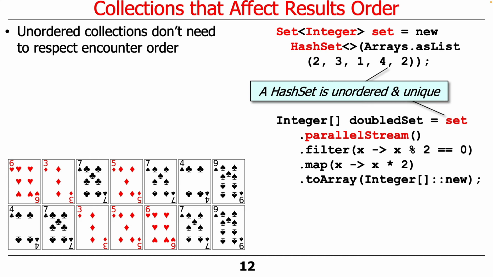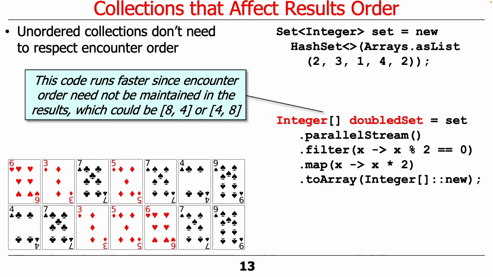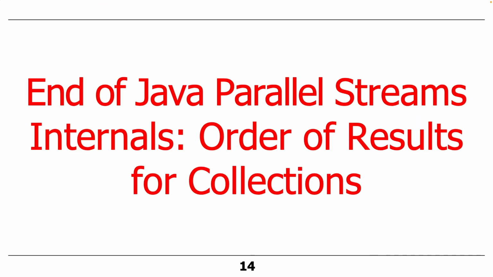So we take 2, 3, 1, 4, 2, and that'll, of course, be a set that's not ordered, and it'll only have 2, 3, 1, 4. There won't be a duplicate 2 because it's unique. Now, you won't see this from an example with 4 elements or 5 elements in it, but if you had an example with thousands of elements, which is actually what happens when you run my test program in the EX21 project, you will possibly get faster, better behavior because encounter order need not be maintained in the results. So the results could come back from this as being either 8, 4 or 4, 8, depending on the order in which the computations occur.